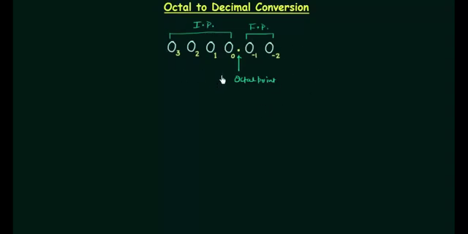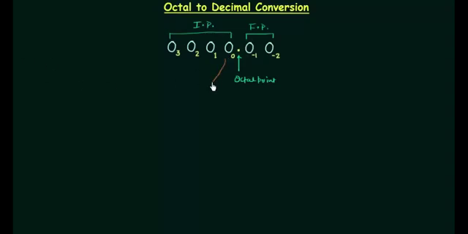In order to find out the decimal equivalent of this octal number, we have to multiply these coefficients, this O0, O1, O2, O3, O minus 1, O minus 2 are the coefficients of this octal number, and we have to multiply these coefficients by their weights. So let's start with it.